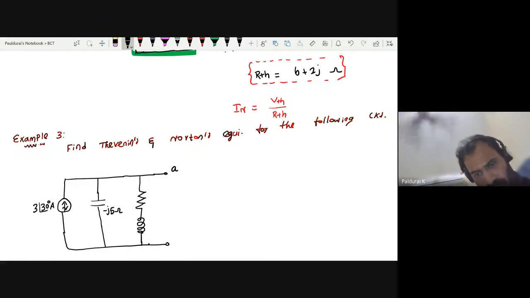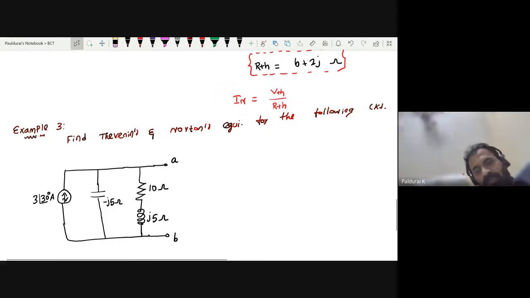Take this load as open. Take this terminal AB, and this is my 10 ohm. This is my J5. So this time it's very simple. Once the previous problem is understood, this problem is very easy. Shall we solve? Have you taken this problem? To find VTH.